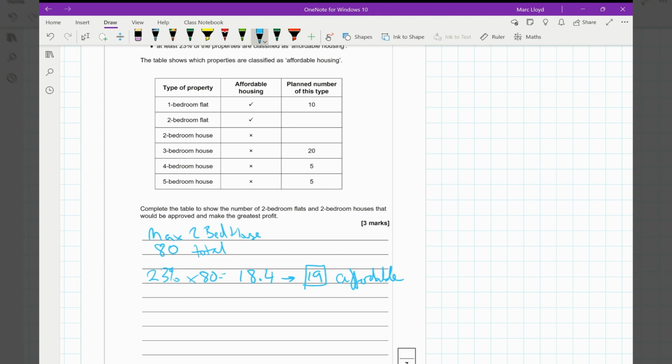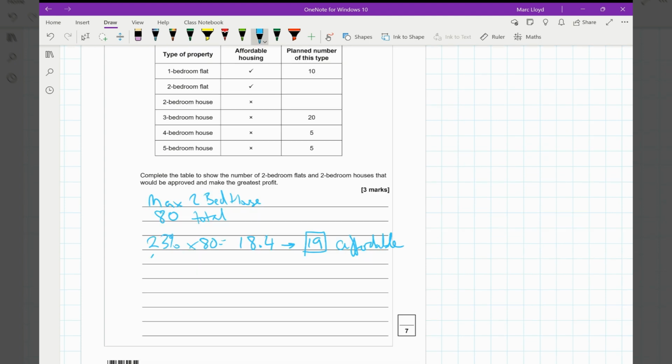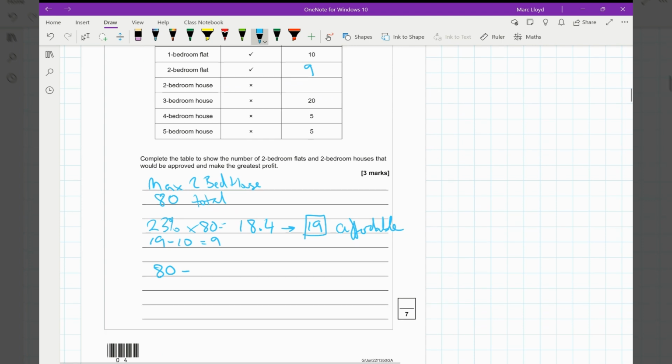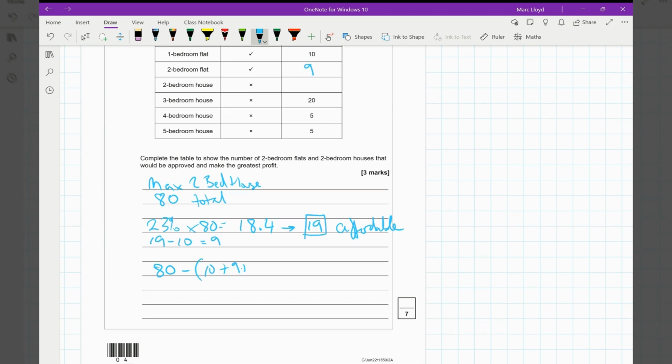Now, we've already got 10 that are affordable. So 19 subtract 10 gives us 9, which means that we need 9 2-bedroom flats. And why have we only put 9 there? Because we want to maximize the houses, because the houses give more profit than the flats. Okay, we had 80 in total. We need to now subtract all of those values, which is the 10 plus the 9 plus the 20 plus the 5 plus the 5. And that will give us 31. That's 31 2-bedroom houses. Sorted.